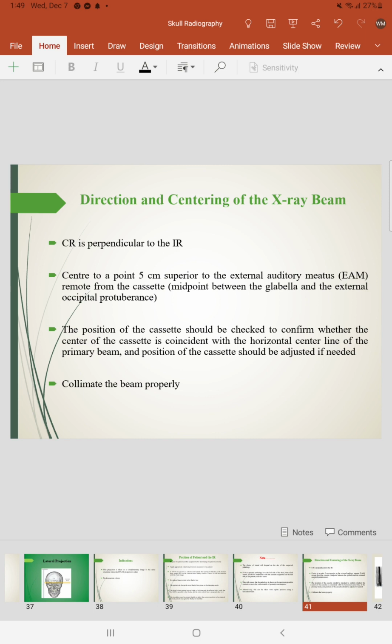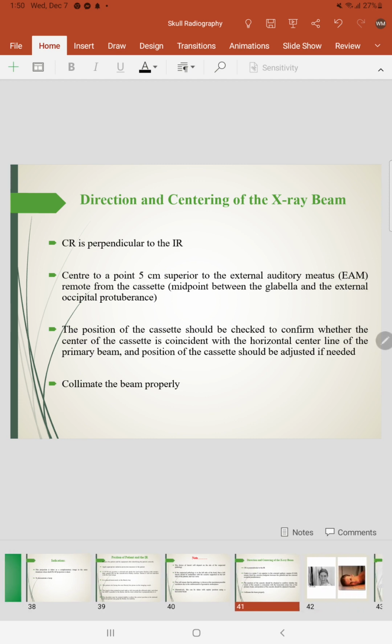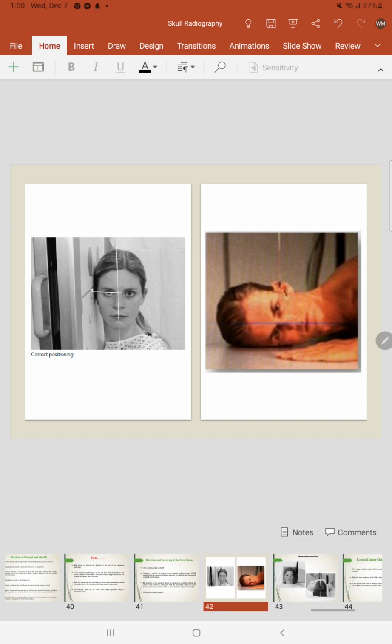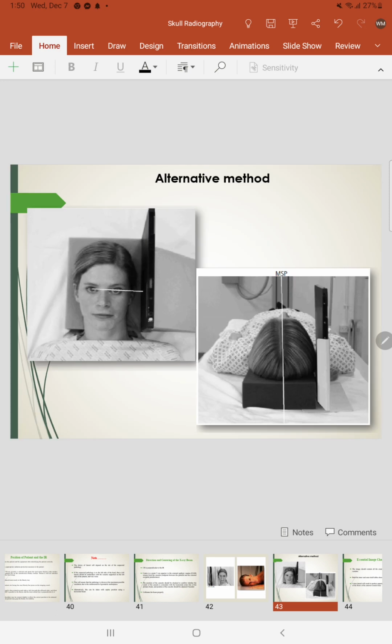Then the position of the cassette should be checked to confirm whether the center of the cassette is coincident with the horizontal center line of the primary beam, and the position of the cassette should be adjusted if needed. Collimate the beam properly. Look at these radiographs. This is correct positioning. This is lateral position. This is erect bucky. This is stable bucky. Then, the alternative method.